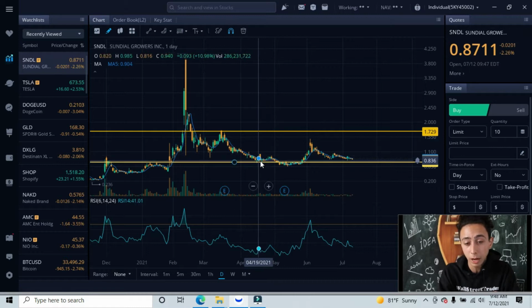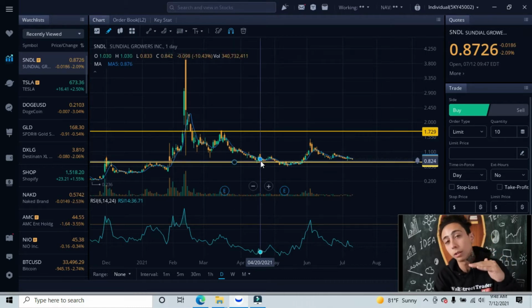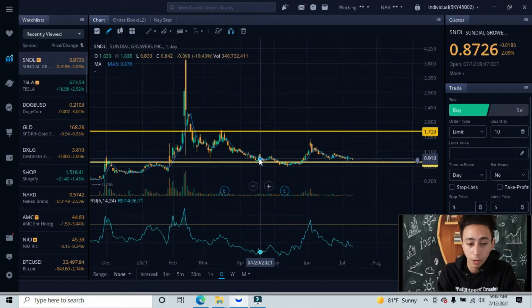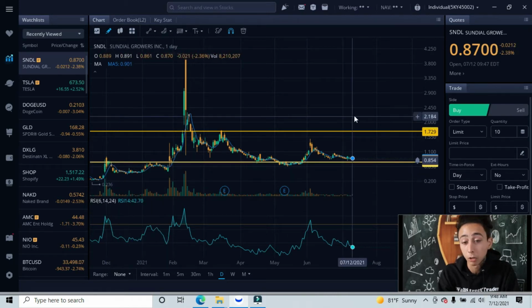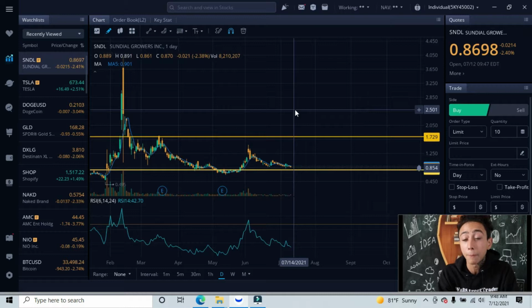Our support line is our lowest level of support tested. I forgot to mention that. All right, so you can see that we bounced from this area over here and back underneath. We have resistance back here and back here. So these are heavily tested areas, you guys, and we have to respect these lines.